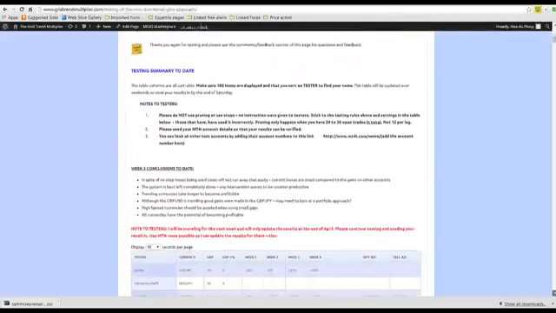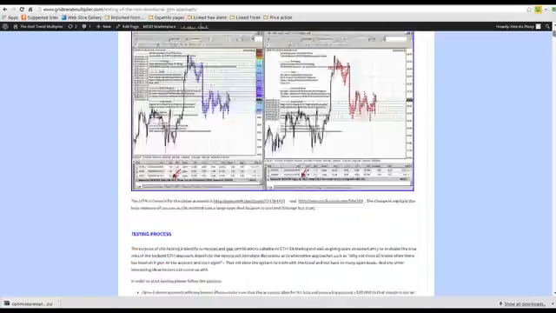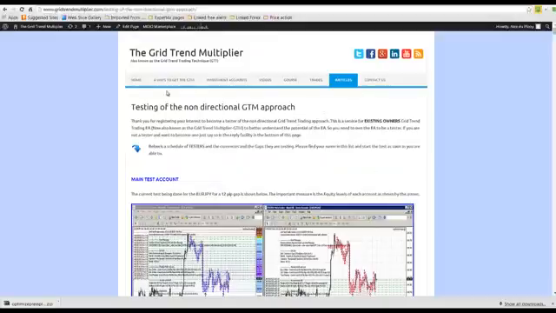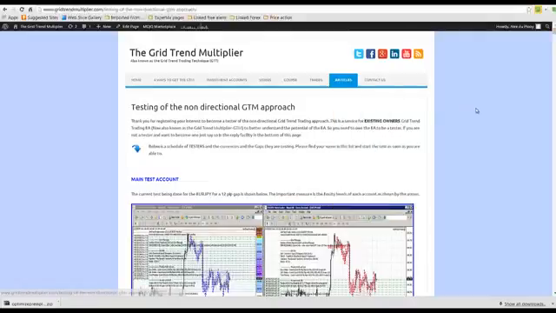The results can be found on a table. You can extend the table. There are about 50 results there, and this particular page can be found on our website under articles, and it's the first article, testing the non-directional grid. So what I'm showing you is live and available after you've watched the video.